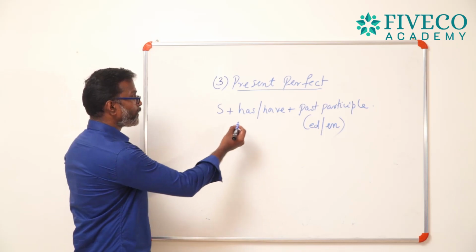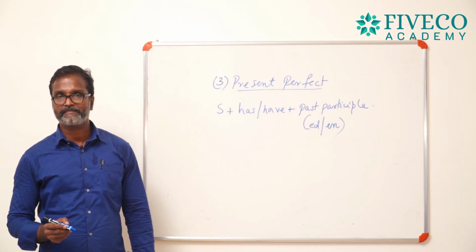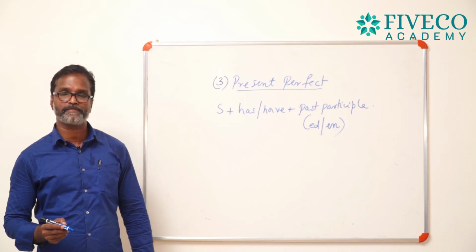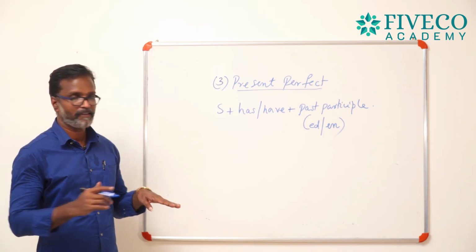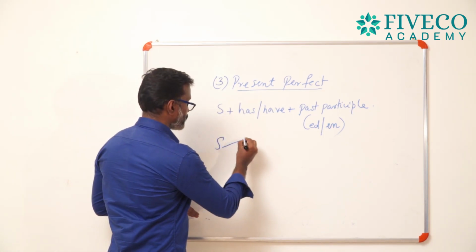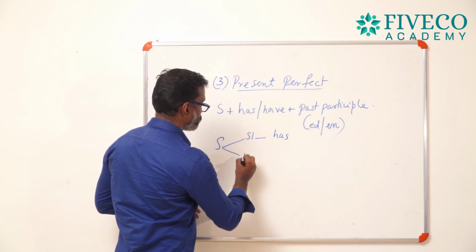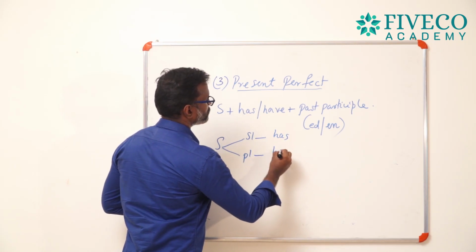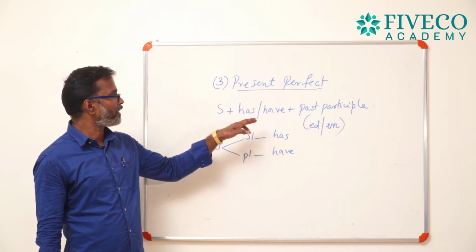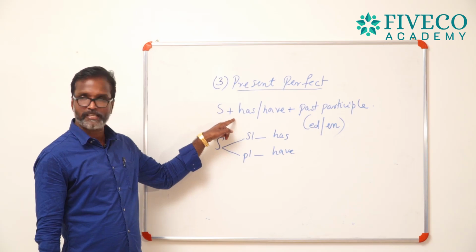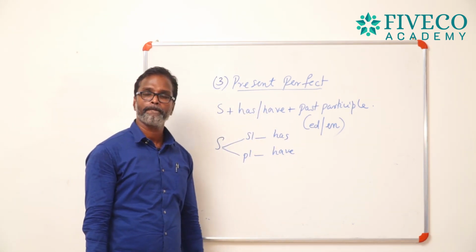Where can you use has or have? They are auxiliary verbs. Has or have, they are auxiliary verbs, and I have already explained this in the previous class. If the subject is singular, you use has, and if the subject is plural, you use have. That is the condition. Now you have the idea of this structure: subject plus has or have plus past participle.